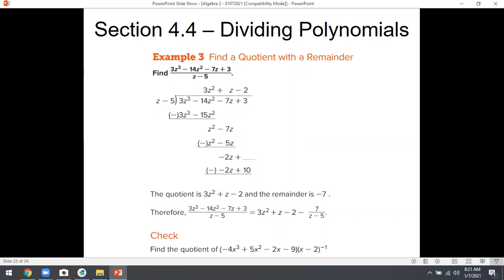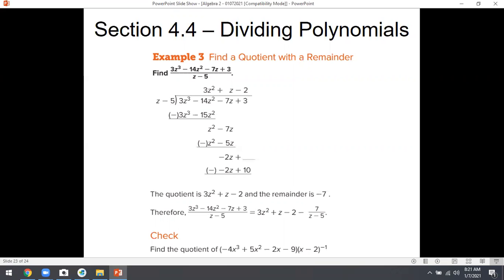This is your problem. It's got z's in it instead of x's. Don't freak. It's the same thing. X's, z's, whatever. So we'll use some z's this time. Just a letter. So 3z cubed, I'll make sure I copy it correctly, minus 14z squared. They're getting bigger, aren't they? Minus 7z plus 3.